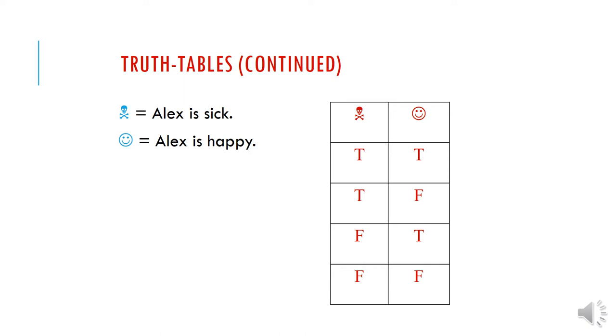When we have two simple propositions, the states of affairs doubles because now there are twice as many possibilities that come from these two simple propositions. So there's a state of affairs in which Alex is sick and happy. There is a state of affairs in which Alex is sick and not happy. There's a state of affairs when Alex is not sick and is happy, and a state of affairs when Alex is not sick and not happy.